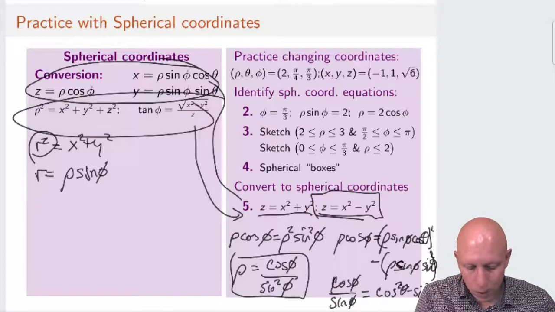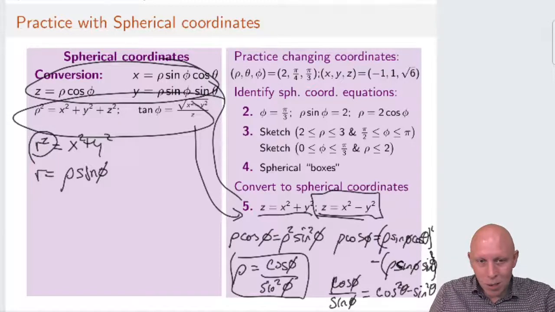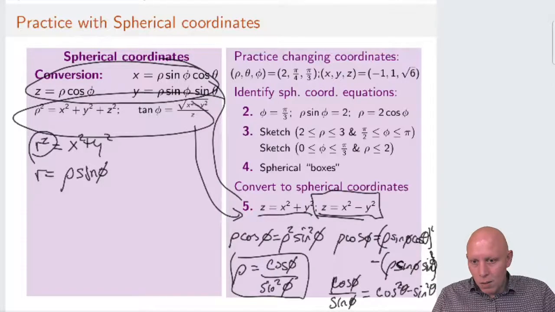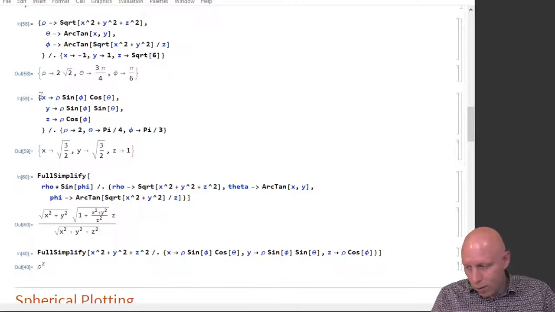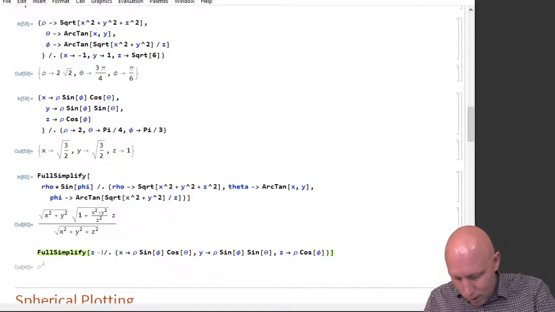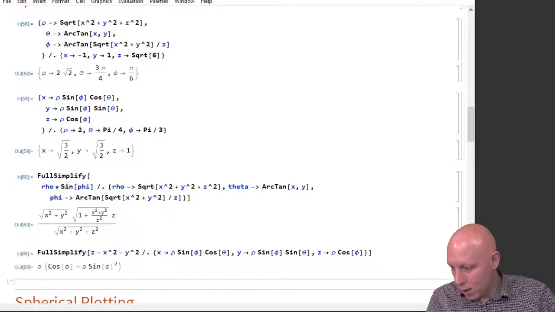And so that may be the best way to represent this. There's probably some better way to do that. So maybe we'll go to Mathematica, try to simplify it. So what do we want to do? We wanted to replace all the x's. So let's look at z minus x squared minus y squared. Let's look at that one first.